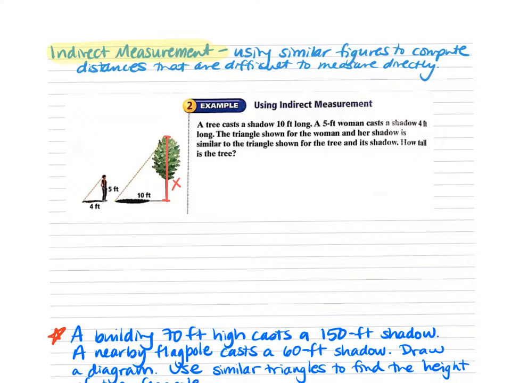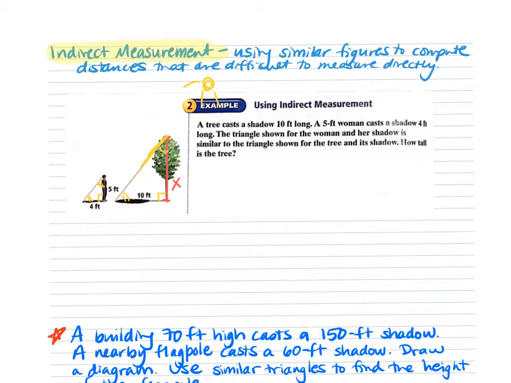Since the sun is coming from the same angle, this angle here is going to be congruent to this angle here. And then this angle here is going to be congruent to here, and this is a 90-degree angle. So these are similar triangles. And that means we can use proportions. So we know that she is 5 feet tall. We know that her shadow is 4 feet long. We don't know how tall the tree is, but we do know its shadow is 10 feet long.